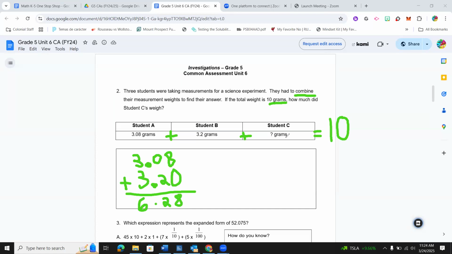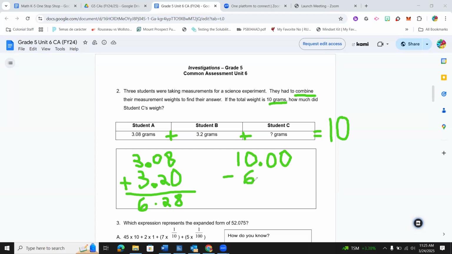But I don't know student C yet. And student C can't be 6.28 because if I added 3.08 plus 3.2 plus 6.28, that would be bigger than 10. And I know the total weight is 10. So what I'm going to have to do is subtract it from the 10. I'm looking for the difference between student A and student B and 10, and that'll give me student C. So to do this, I remember that I have a built-in decimal that I can use whenever I need to, and I need it right now because I need to line them up. So I have my 10 grams, and I'm looking for the difference. That'll give me student C.